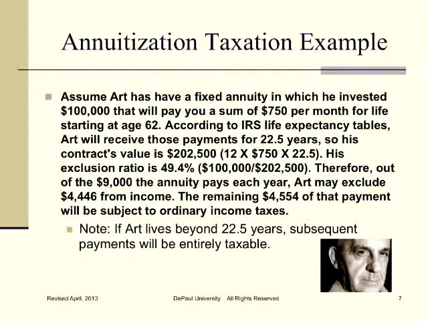However, the next line is very important, especially for the examination. It says, if Art lives beyond his life expectancy, he will have spent his entire basis. Therefore, what's going to happen? All the money coming out will be taxed at ordinary income tax rates.